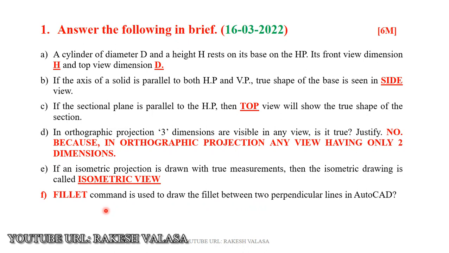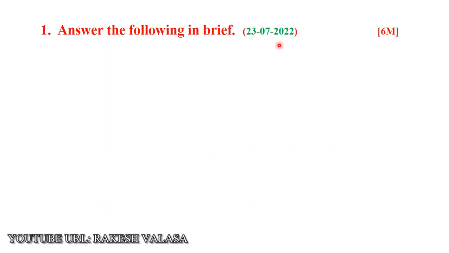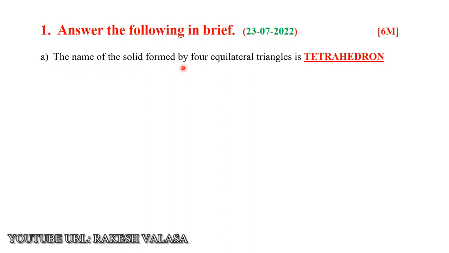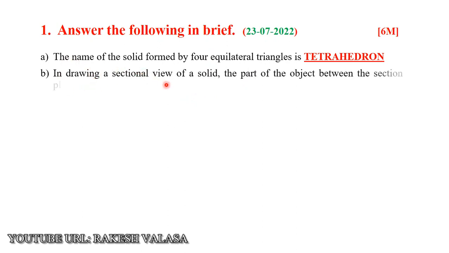Let us move to the next paper. Same year but conducted in July 23rd. Question number A. The name of the solid formed by four equilateral triangles is tetrahedron. Question number B. In drawing a sectional view of a solid, the part of the object between section plane and is assumed to be removed, that is observer.